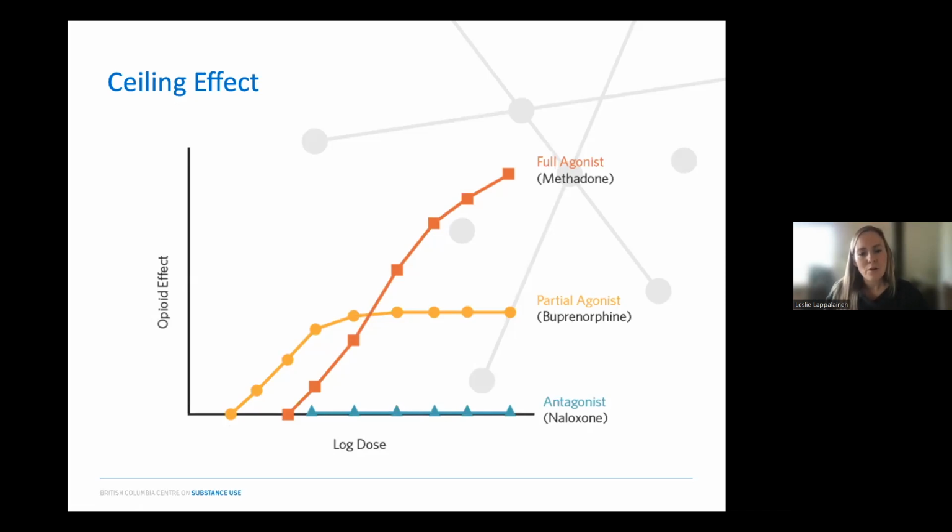Whereas with full opiate agonists, so this on the side says methadone, but this could be methadone or fentanyl or hydromorphone, as the dose increases, you're going to get more and more opiate effect, and in particular respiratory depression. That threshold is going to be different depending on someone's tolerance, but there will be a certain dose above which you're going to suppress their drive to breathe.